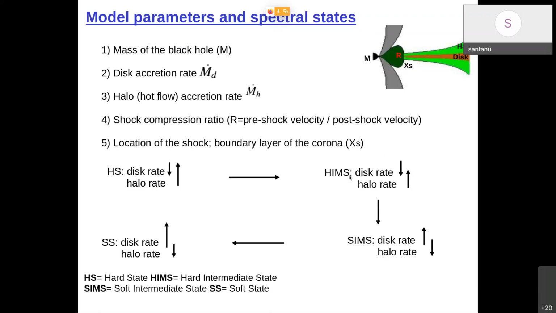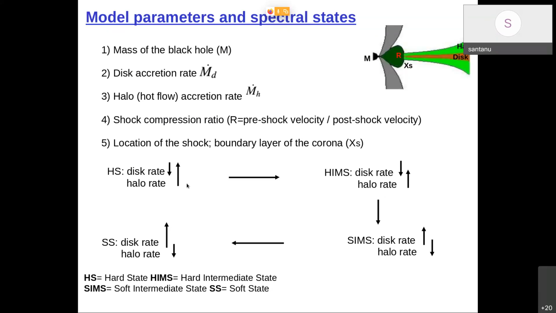In the hard intermediate state, the disk rate gradually increases. That means the Keplerian disk, which was formed at the outer boundary of the disk, gradually starts moving towards the black hole, and the halo rate decreases. In the soft intermediate state, the disk rate and halo rate are more or less comparable, but the disk rate is a little bit higher. In the soft state, the disk rate is much higher than the halo rate. That means the corona has almost disappeared, only the Keplerian disk is present there. This is the scenario when we vary only the disk accretion rate, keeping other parameters fixed.